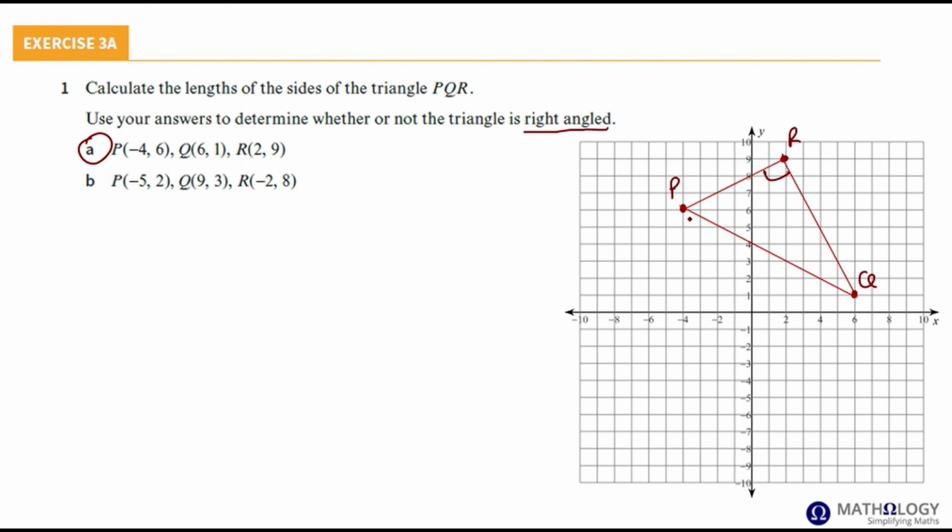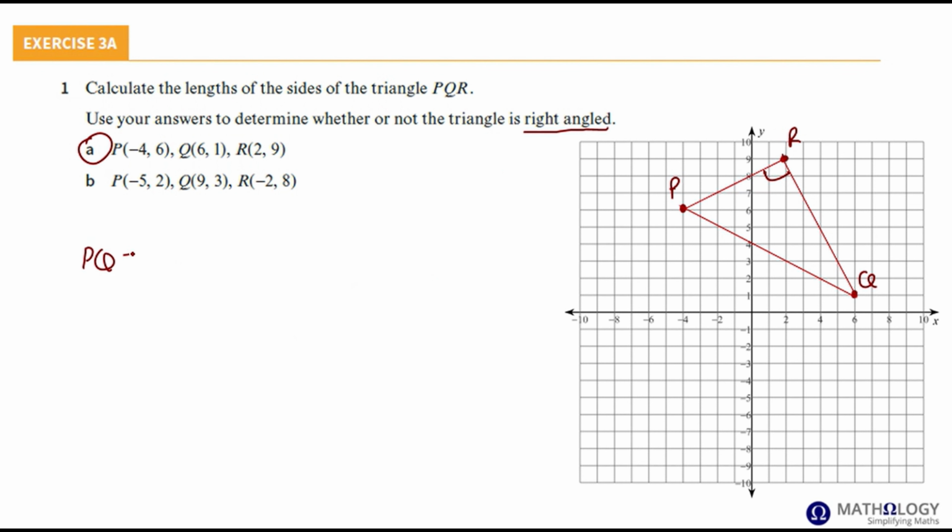Using Pythagoras' theorem, we're going to determine PQ squared. Then we're going to determine PR squared and QR squared. We're going to sum PR squared and QR squared. And if the sum of PR squared and QR squared equals PQ squared, then we know that PQR is right angled because it obeys Pythagoras' theorem. We're going to do that first, and then the second approach will be using our knowledge of perpendicular lines and gradients. So we'll start with the lengths for now.